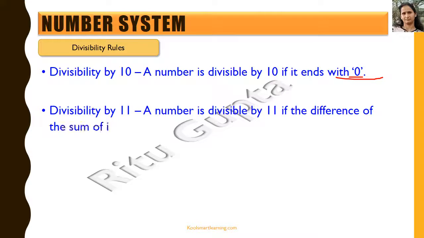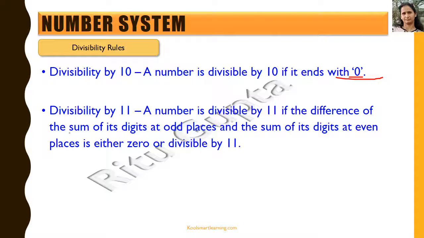Divisibility by 11. A number is divisible by 11 if the difference of the sum of its digits at odd places and the sum of its digits at even places is either 0 or divisible by 11. Then the number will be divisible by 11.